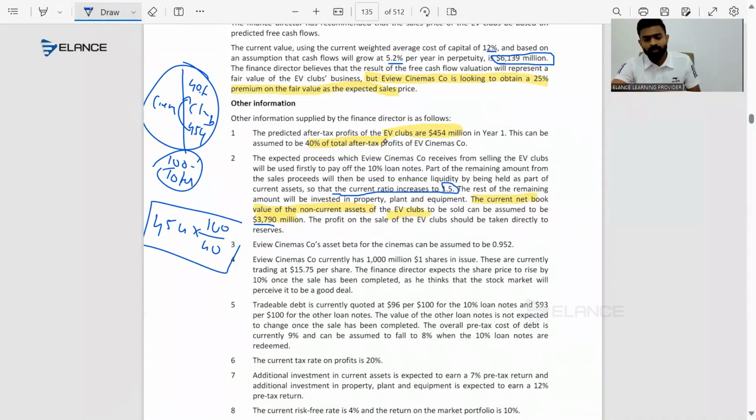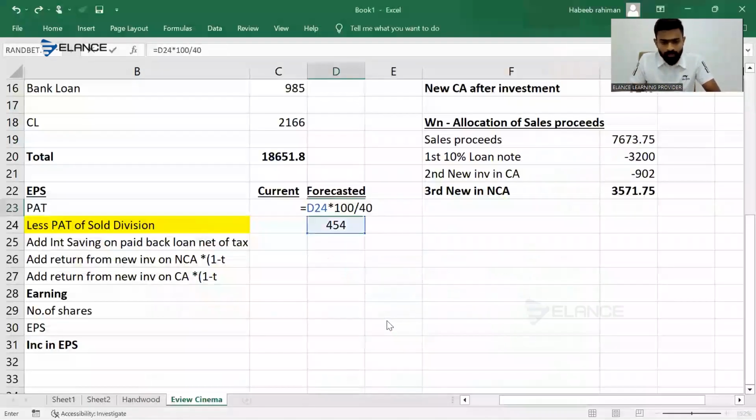Is it okay? If we have the total, how will we calculate 40% of the total? It will be 40 by 100. Since we don't have the total, we have only the 40 value, we'll take the ulta, 100 by 40. Is it okay, everyone? Could you please confirm? Yes, sir. The total will be 454 into 100 by 40.